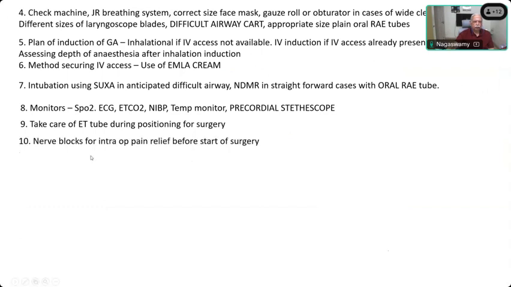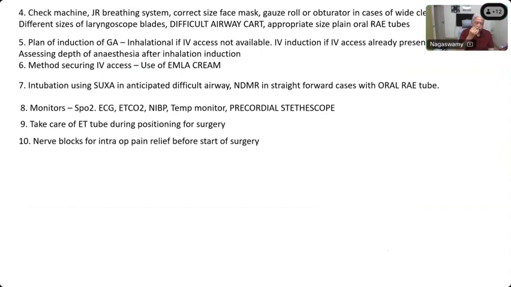Okay, nerve blocks for intraoperative pain relief before surgery. I have specifically not mentioned the name because you have to know that you have to give infraorbital nerve block. What is the landmark for that? In a small infant like this, inferior orbital ridge. Give it there immediately. So close.